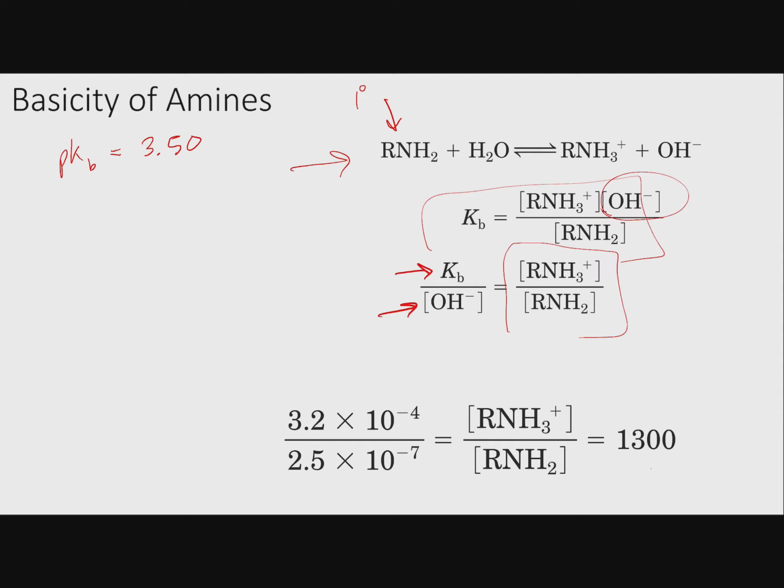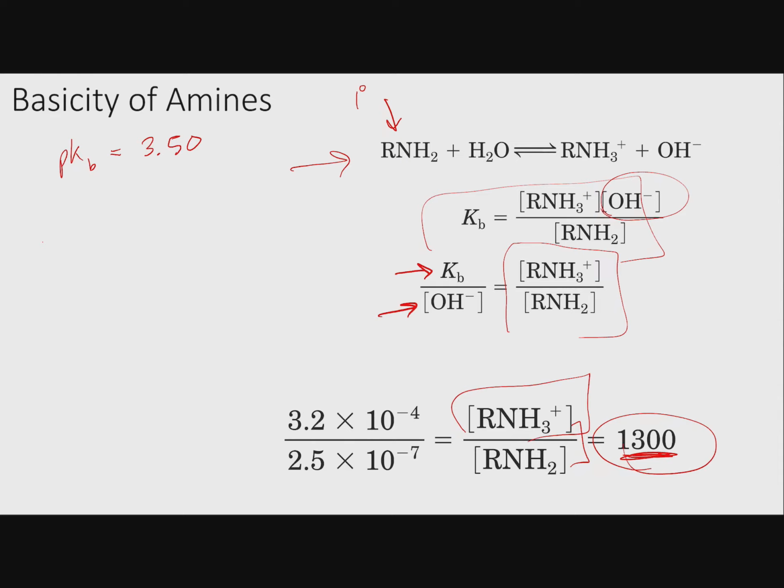We could actually calculate how much more, right? Because this is a ratio. This is a giant number. If these were in equal amounts, this number would be 1. So we can actually see how much more of the protonated form we would have than the non-protonated form.